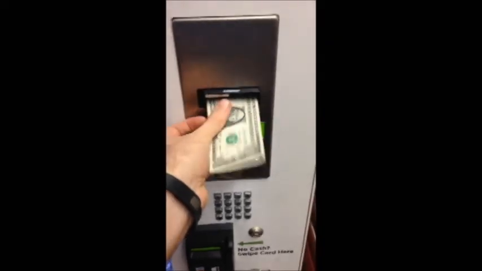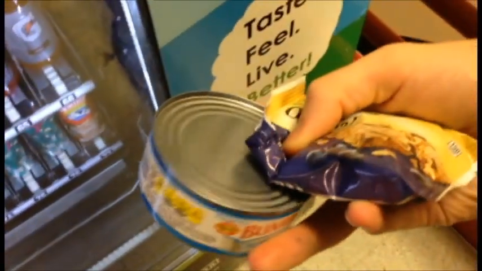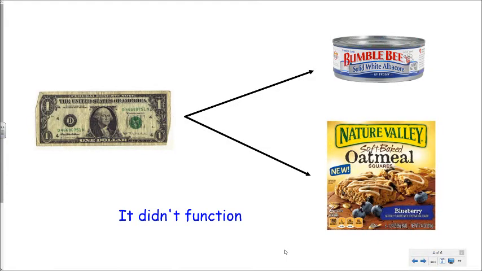However, if I was to insert my dollar, the machine performs its function, and I get two outputs. Wait a minute, is that bumblebee tuna? In this case, it didn't function. It gave me two different outputs. I inserted a dollar and asked for an oatmeal square, and I got an oatmeal square and a can of bumblebee tuna. That's not what I asked for. It's not functioning properly. And I'm a little concerned as to who's sticking tuna in a vending machine.